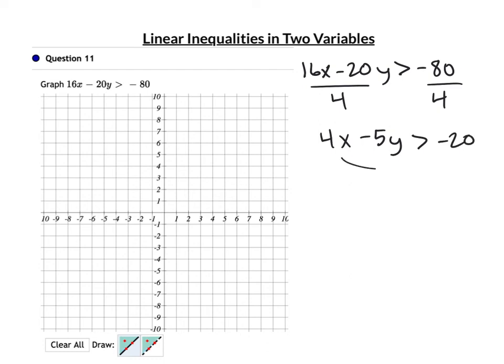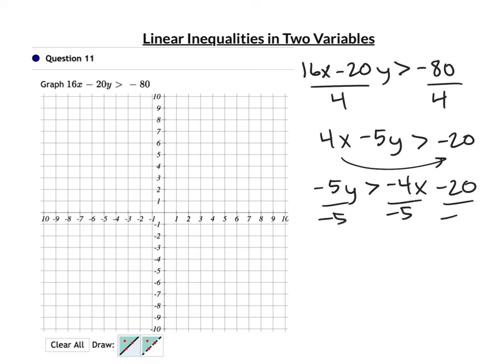And then I can move the 4x to the other side. I'm going to get y by itself. Negative 5y is greater than negative 4x minus 20. And divide by negative 5. Look at that. I divided by a negative. So I have to flip the sign.